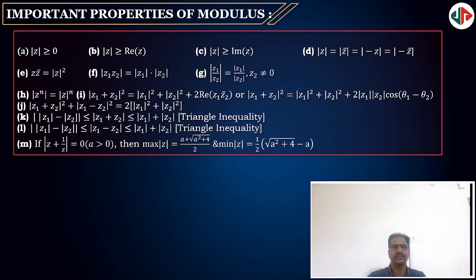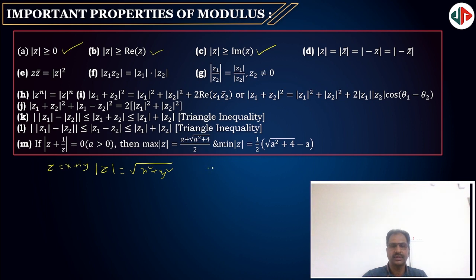Next, what are the properties of modulus of the complex number? Modulus of z is always a non-negative number. Non-negative means it can be either 0 or positive. So mod z is always greater than or equal to 0. And mod z, as already told, is root of x square plus y square. If z is equal to x plus iy, then modulus z is always greater than or equal to x, which is the real part. It is always greater than or equal to the imaginary part also.